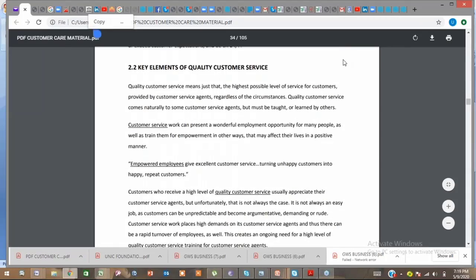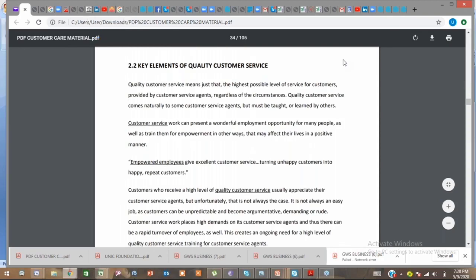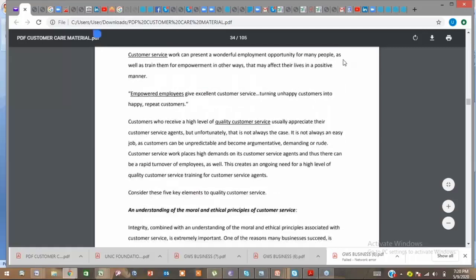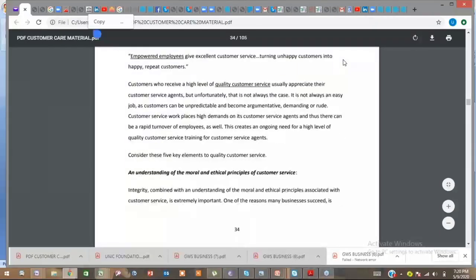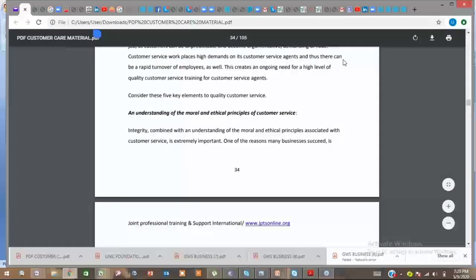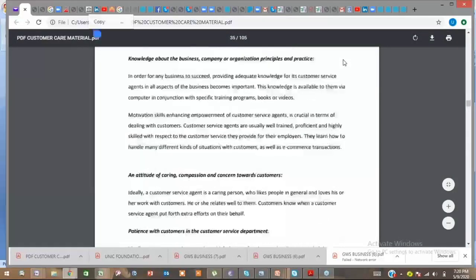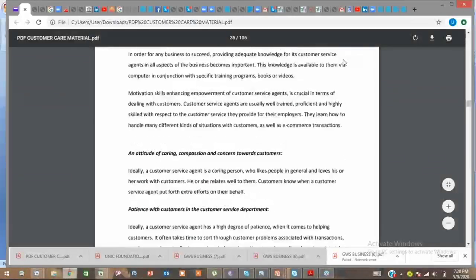Quality customer service means just that: the highest possible level of service for the customer. Customer service can present a wonderful employment opportunity for many people, as well as train them for empowerment in other areas. An understanding of moral and ethical principles of customer service, integrity, knowledge about the business is very important. Attitude is key.